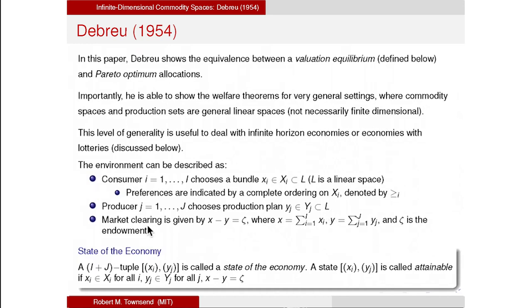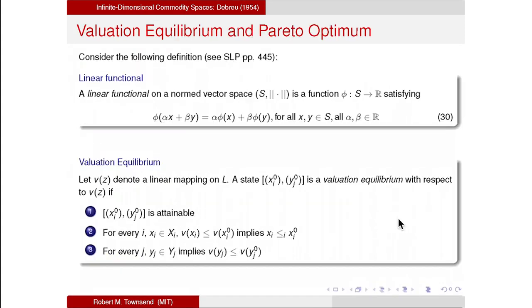Market clearing looks pretty similar: X equals Y plus ΣE, or X minus Y equals ΣE, where X is the summation over households, Y is the summation over producers, and E is the endowment. So he actually calls a state of the economy something that's attainable, being in the production sets, consumption sets, and satisfying this resource constraint. So then we get to the theorems.